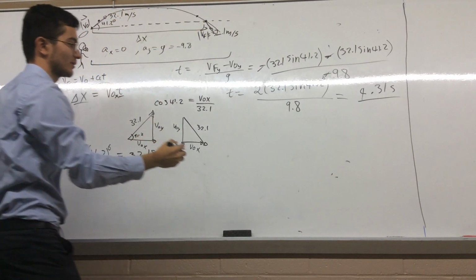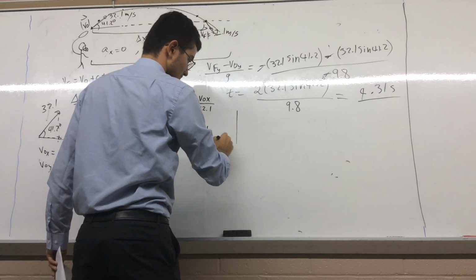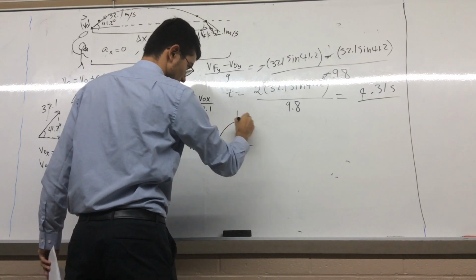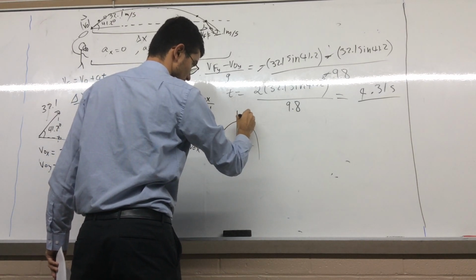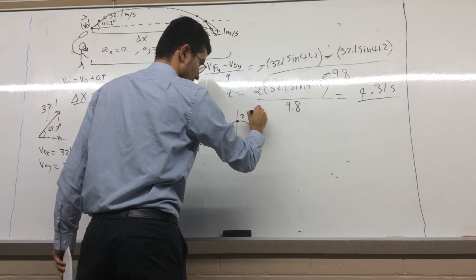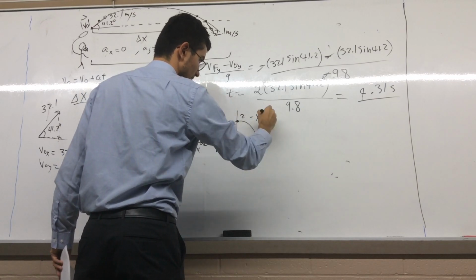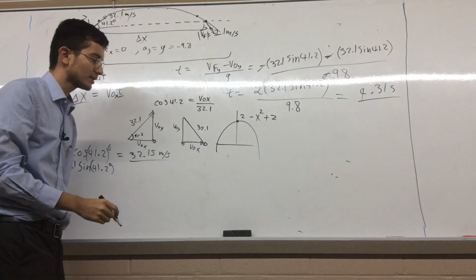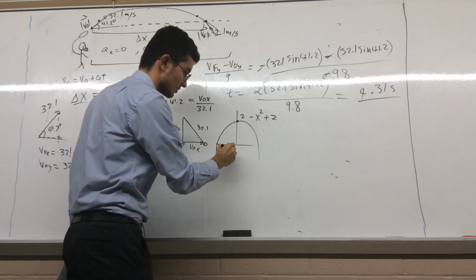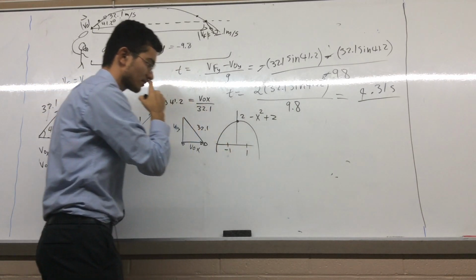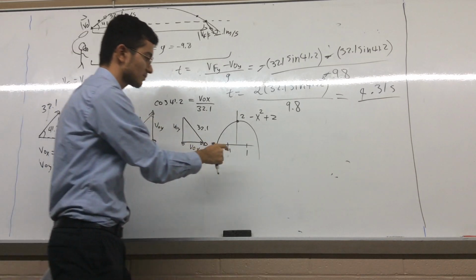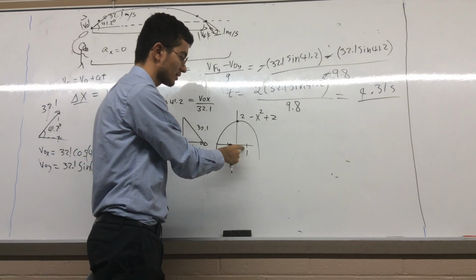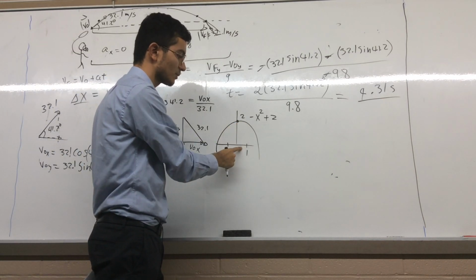It's like a parabola, right? So if you have, for example, this is 2, so that's basically negative x squared plus 2. Let's say we have negative 1 and we have 1, right? So what is the value of y over here if we plug in 1?